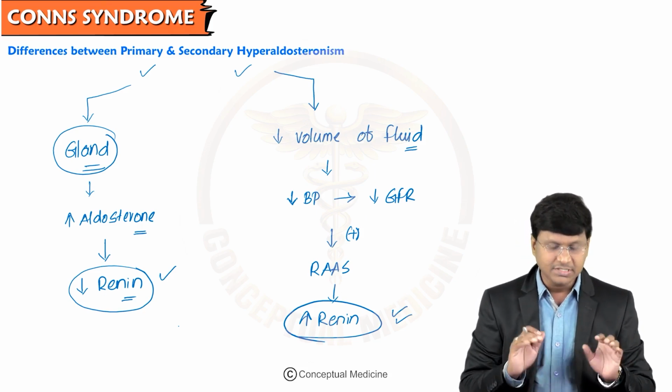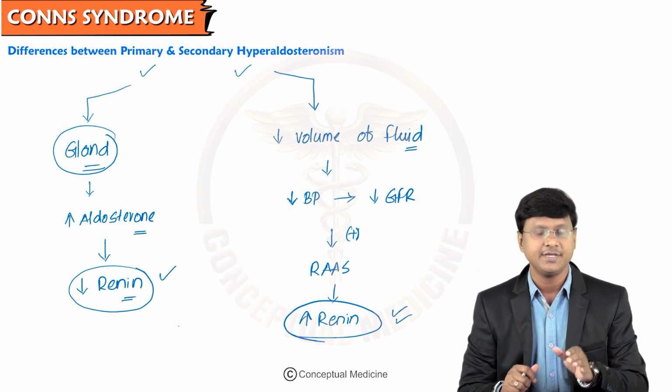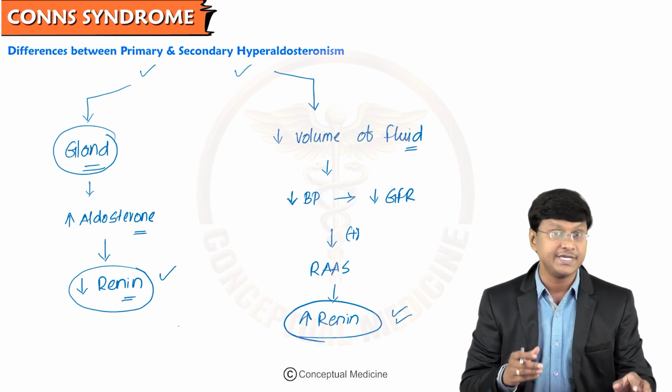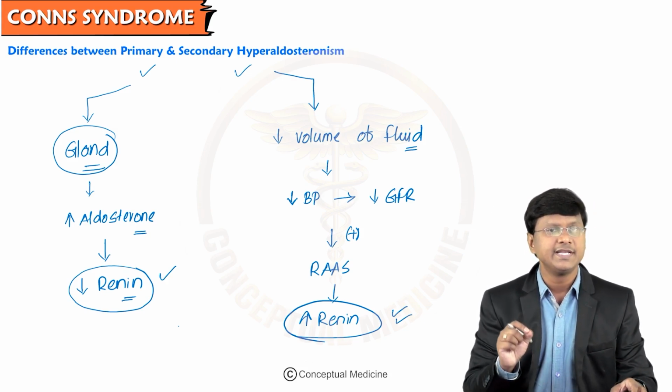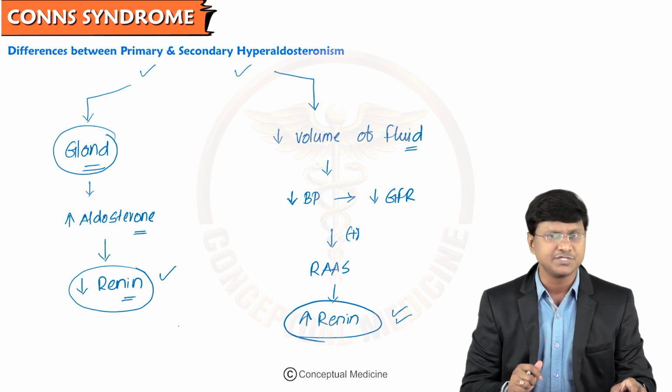Okay. Now, after having discussed the differences between primary and secondary, and after having discussed the etiology of primary and secondary, let me explain the clinical manifestations in patients with primary hyperaldosteronism. For that, let me just show you a question.